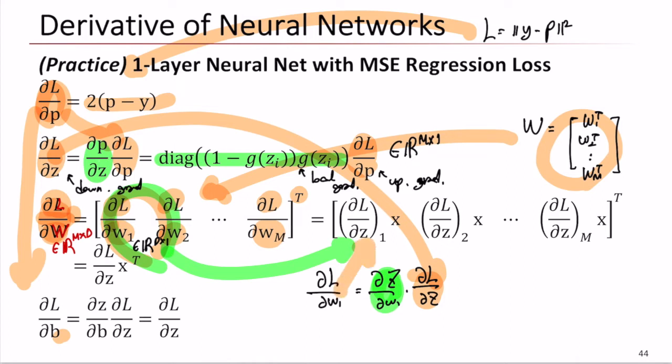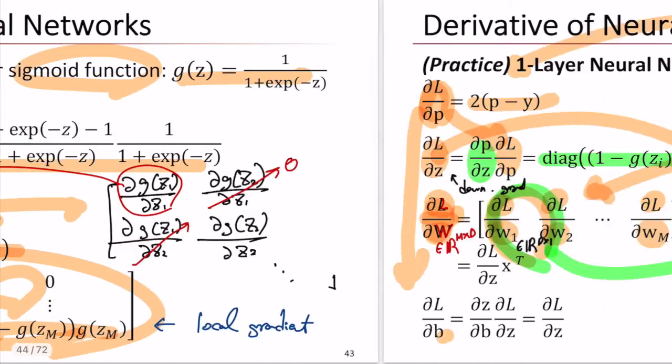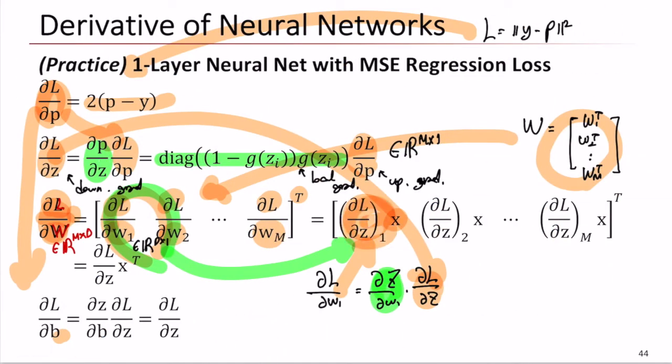this one is going to be the first component of ∂L/∂z times x. Please focus here: only the j-th index is a non-zero entry. So it's going to be this one. Similarly, ∂L/∂W2 is going to be like this, and ∂L/∂Wm is like this.